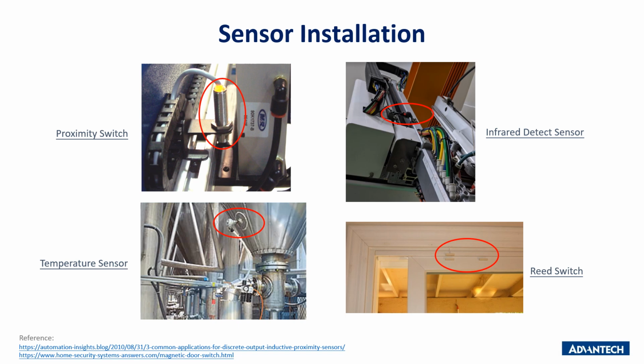Also in daily life, we use sensors like the reed switch. This kind of sensor is used to detect the door status. When the door is opened or closed, the sensor will output a different signal.